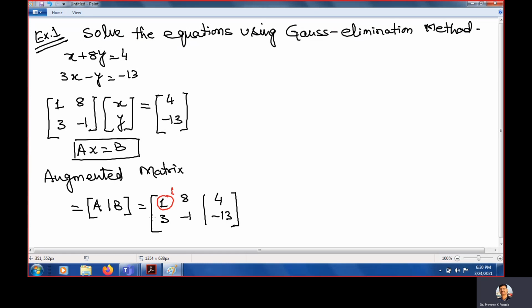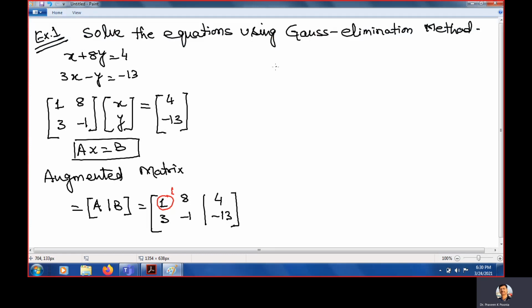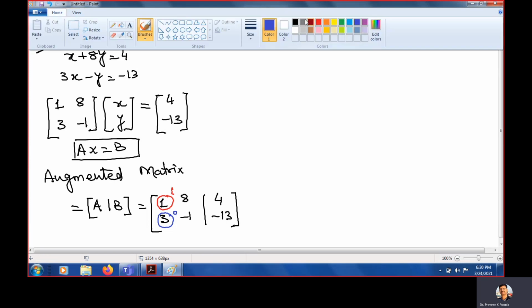If it is not 1, then generally we divide the first row by the same entry present here and solve the problem. Okay. So now we will move to step number 2. Step number 2 is you need to change this entry into 0. You need to change this 3 into 0. How can you make 3 into 0?